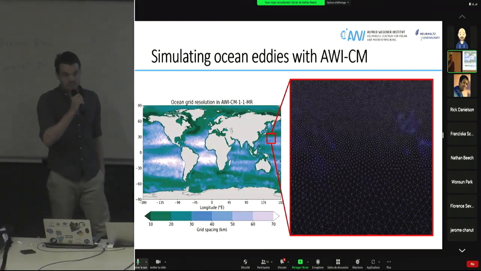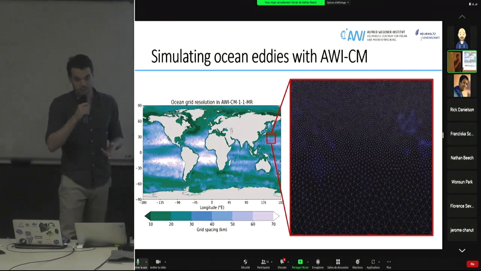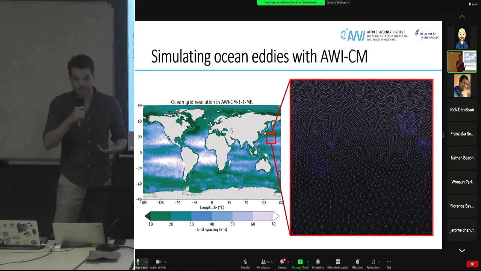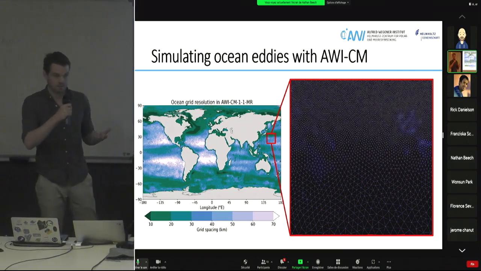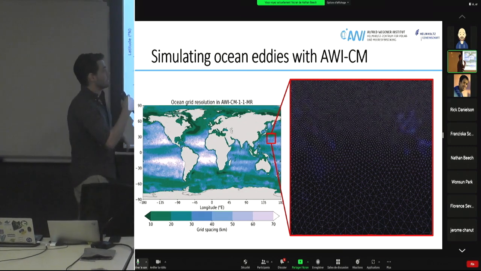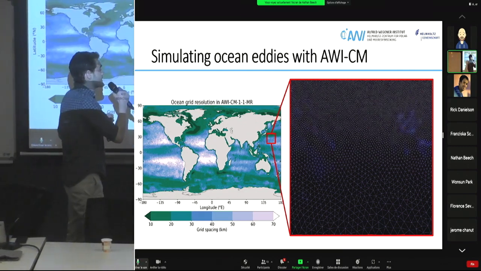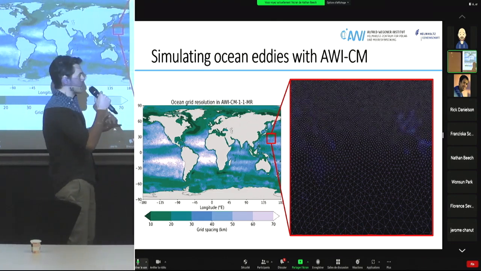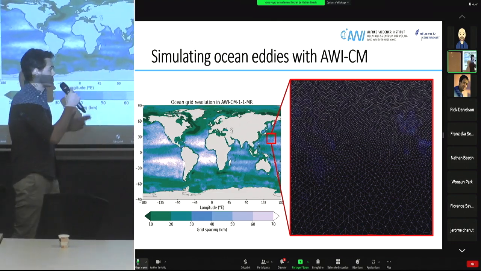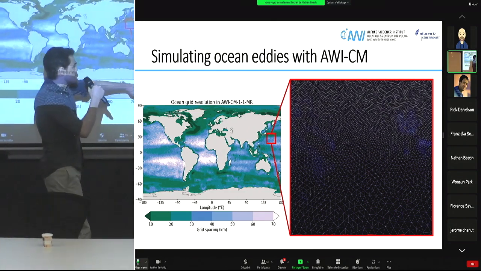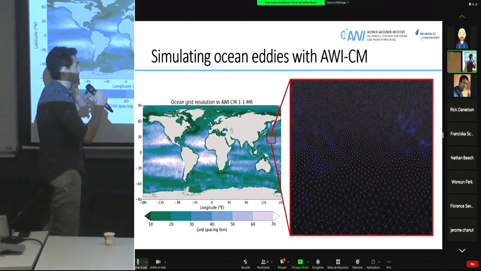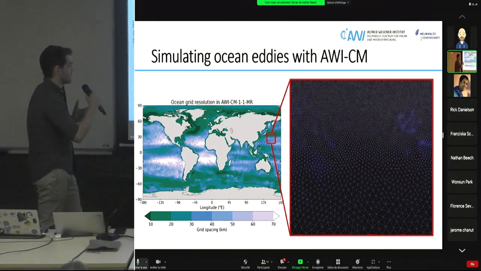In CMIP6, AVI-CM also had a nominal grid resolution of 25 kilometers, but of course what makes AVI-CM unique, and more specifically what makes FESOM, the ocean component, unique, is that it uses an unstructured mesh to smoothly vary ocean resolution in space. It does that using spherical triangles, which I've zoomed in on here, as opposed to traditional rectangular grids.